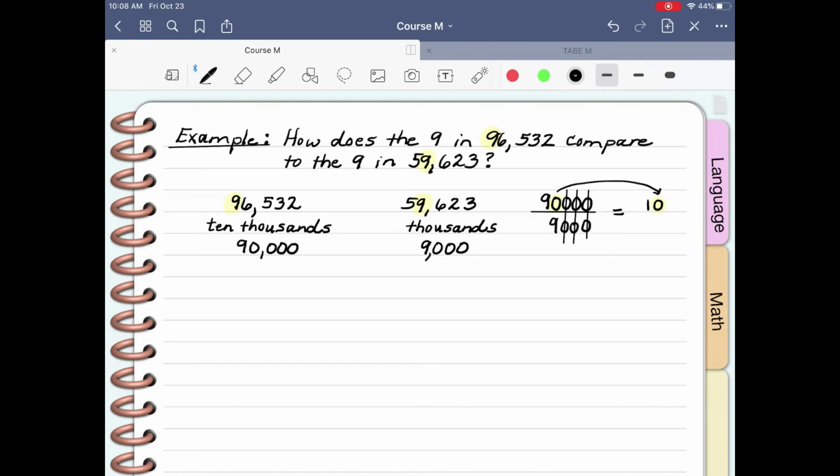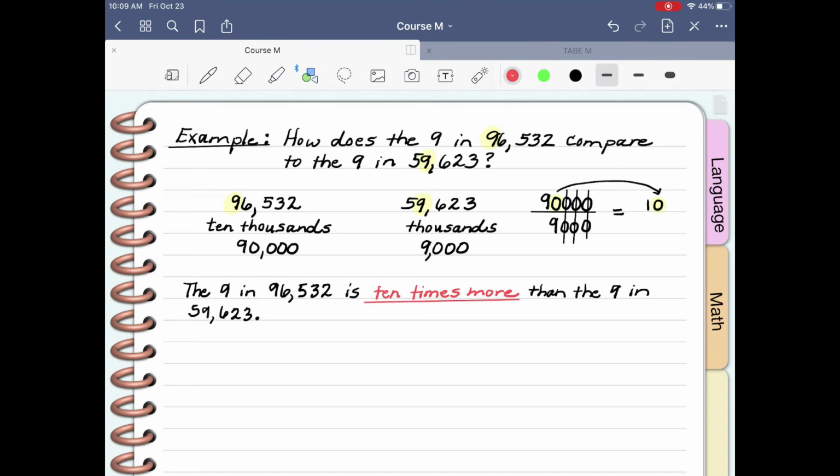So what I could say is that the 9 in 96,532 is 10 times more, or 10 times greater, however you want to say it, 10 times bigger than the 9 in 59,623. It is 10 times greater. Okay.